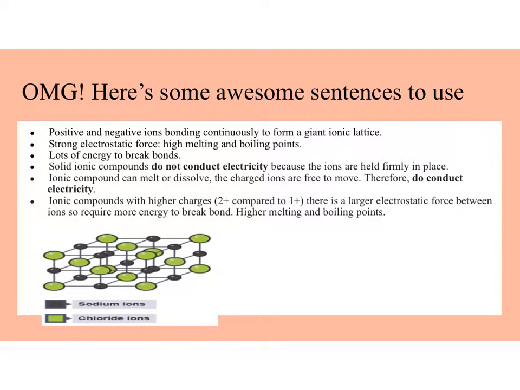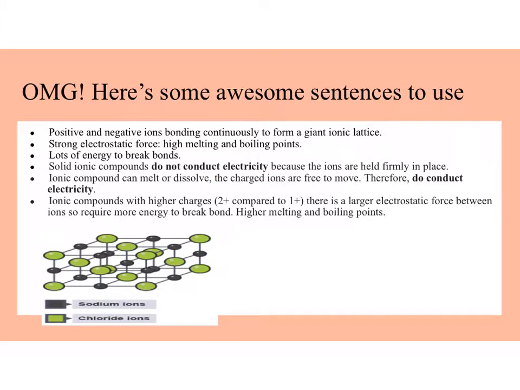So here again are some awesome sentences used. I've just talked about this. Positive and negative ions bonding continuously to form giant ionic lattices. A bit like the covalent bonds, they bond over and over again. So imagine that's your 1 ionic bond there, but over and over again now, forming a giant ionic lattice. It is very structured. Strong electrostatic force, so high melting and boiling points. Lots of energy to break these bonds. Solid compounds do not conduct electricity because the ions are held firmly in place.